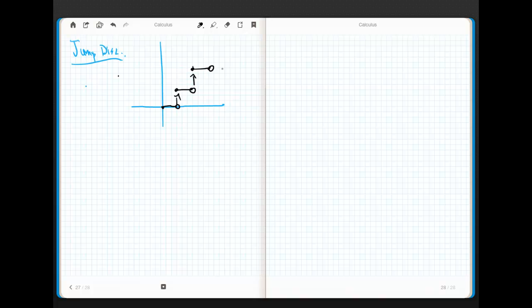I'm having to lift my pen to draw it. Now, look at this function. Let's assume that this goes on forever in both directions, right? So I'm going to have these guys like this. The domain of this function is all reals.